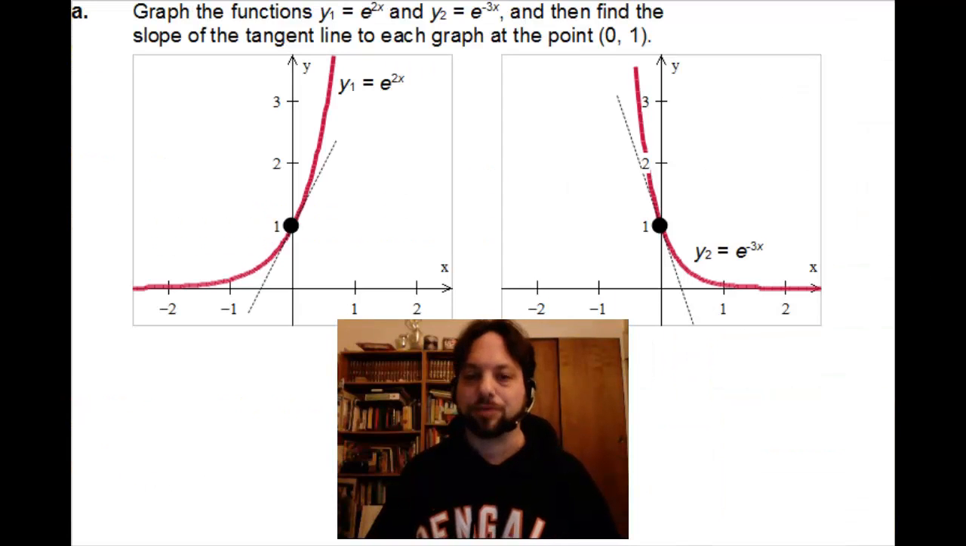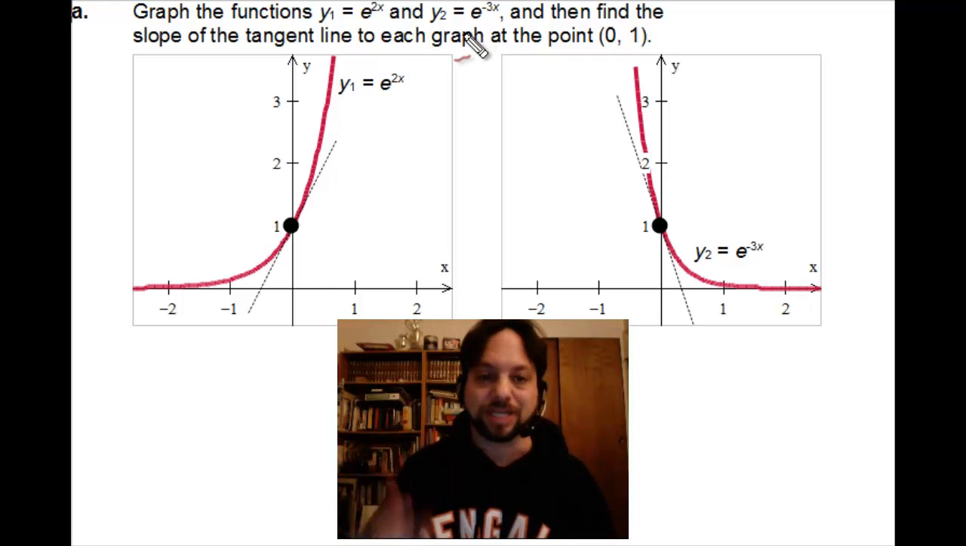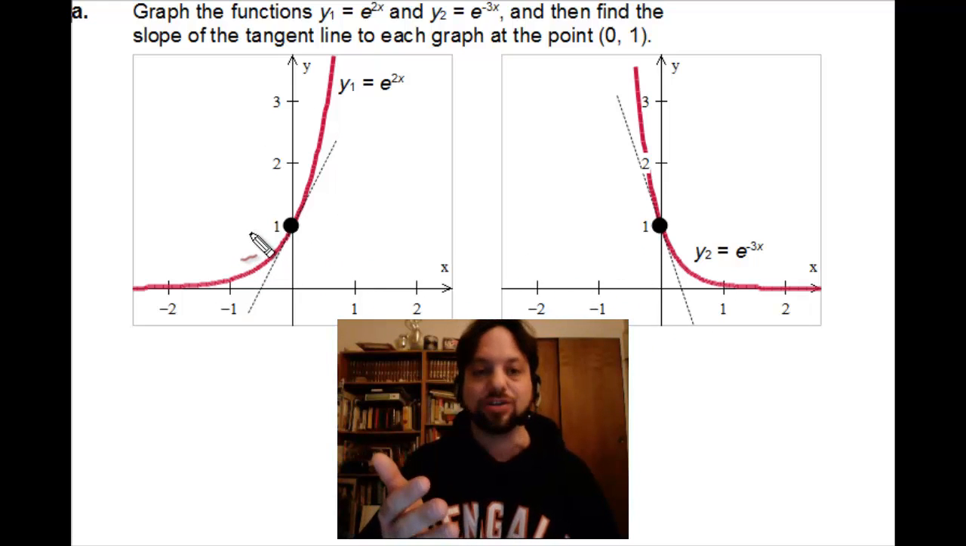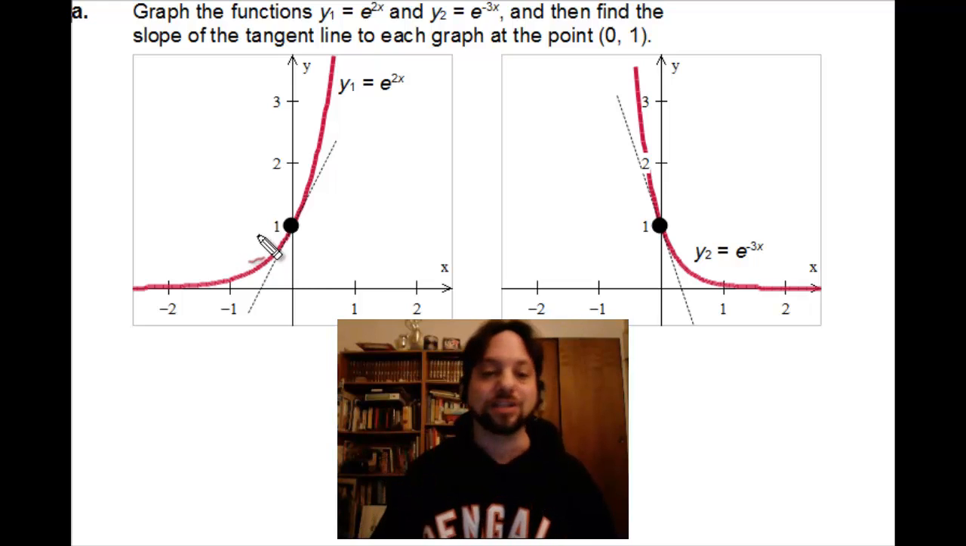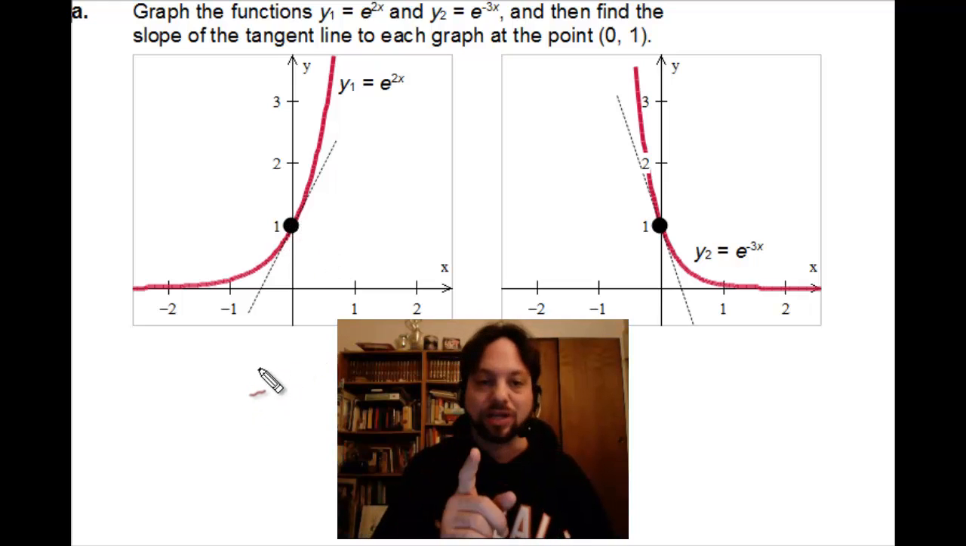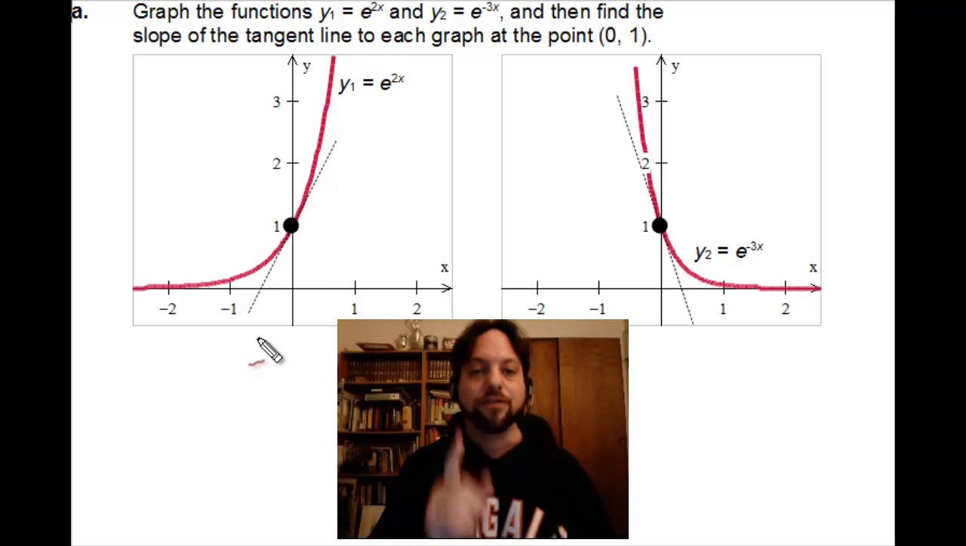So, in example A, we're asked to graph these two functions given here, y sub 1 equals e to the 2x, and y sub 2 equals e to the negative 3x. You are, of course, expected to do that in your graphing calculator, but I've done that here separately on two separate sets of axes, and I want to show you how you can do this in your calculator and actually find the derivative at this given point right here without having to do any math yourself. Yes, the calculator will find the derivative for you.